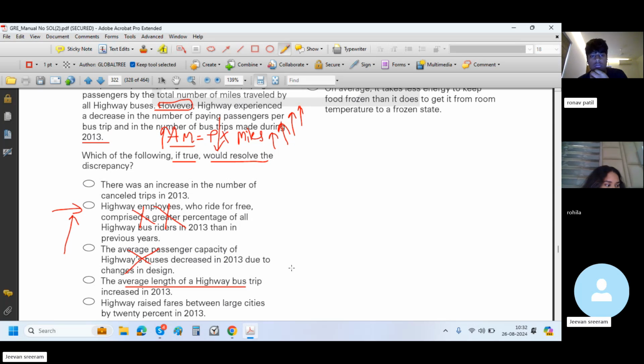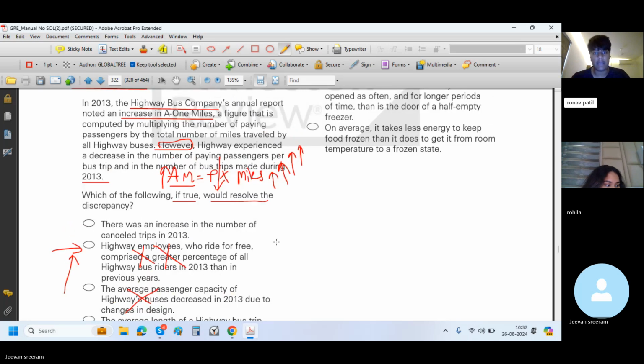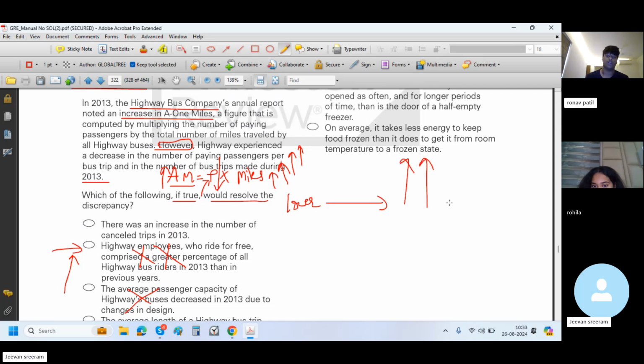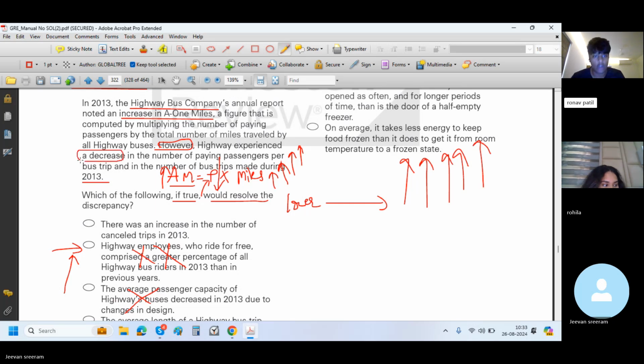The number of miles traveled by them has increased. But in the passage they said that highway experienced a decrease in the number of paying passengers. That means they had more passengers who weren't paying? The number of paying passengers has reduced, no? So a lower number of people have traveled more miles. I'm not saying that, sir. I'm saying long journeys. It says that the number of paying passengers has decreased. That means the number of passengers who are not paying has increased.